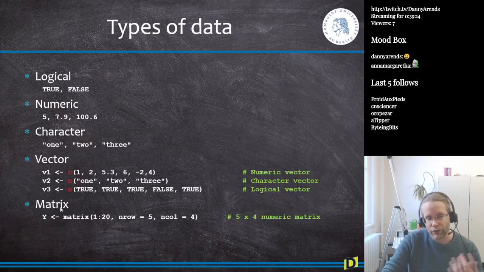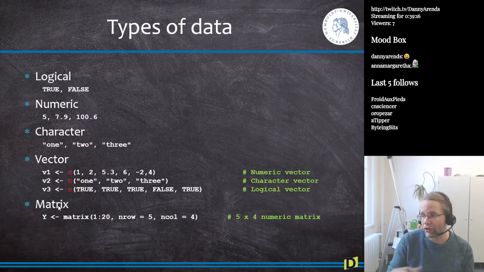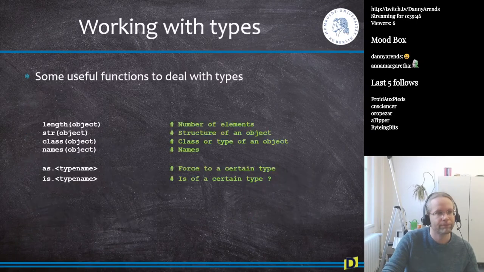Furthermore, R knows what a matrix is, so it understands a two-dimensional matrix or also three-dimensional matrices. You can create a matrix by using the matrix function. So you just say matrix, fill it with the numbers 1 to 20, using the colon, so it's just making a vector. Then you give it the number of rows and the number of columns, and store it in a variable called y. This will make a standard two-dimensional matrix, like an Excel sheet.